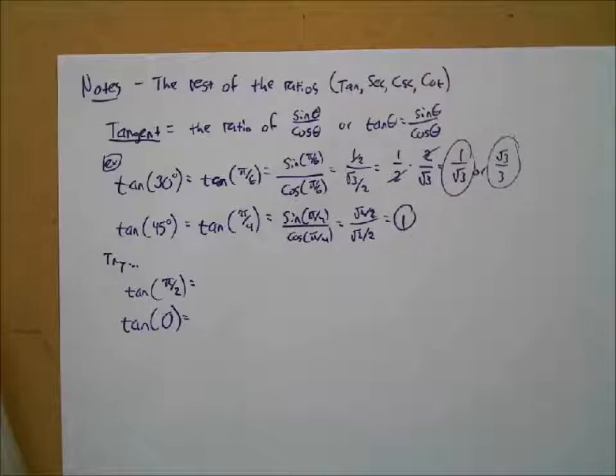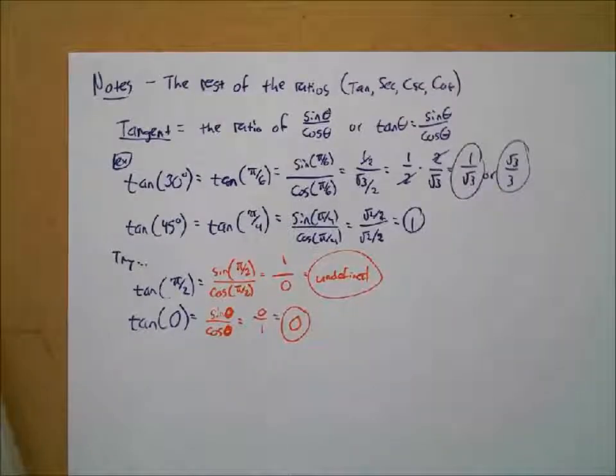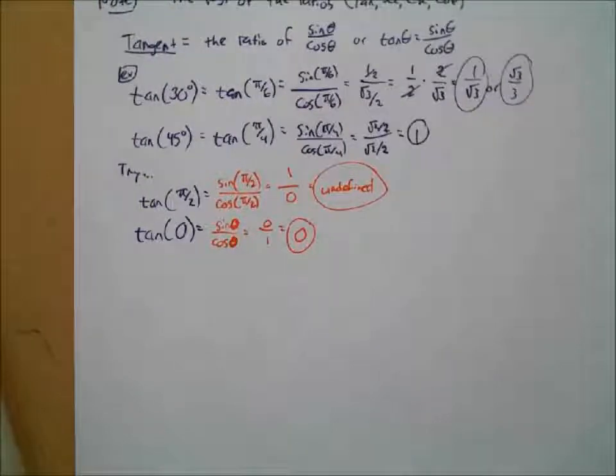So, tangent of pi over 2 is? Does not exist or undefined, because sine of pi over 2 is 1, cosine of pi over 2 is 0, and 1 over 0 is undefined. Very good. Okay, how about tangent of 0? 0, very good. So there you go. Questions on any of that?